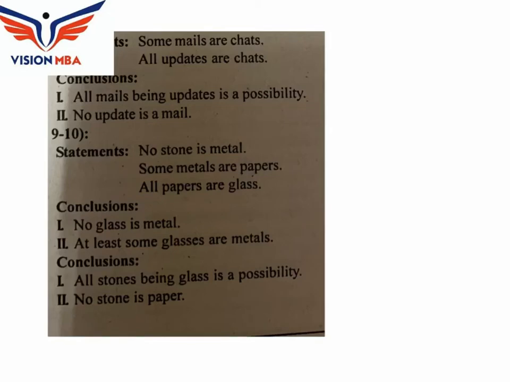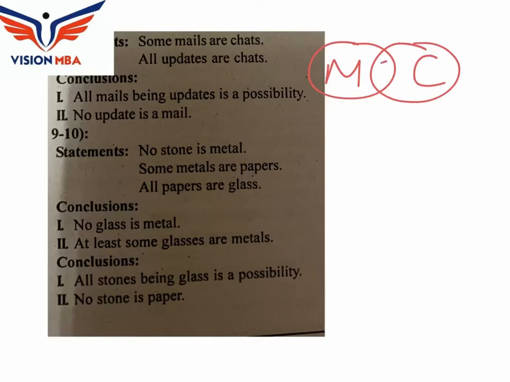For the question statement, some males are chats. Remember we learned how to draw a Venn diagram. So I'm going to draw those circles and try to find the answers with you. Some males are chats. I will put M for males and C for chats. This intersected part is the 'some'. All updates are chats. So I will draw another circle U for updates, and since all updates are chats, it is not separate. It must be inside the chat circle.